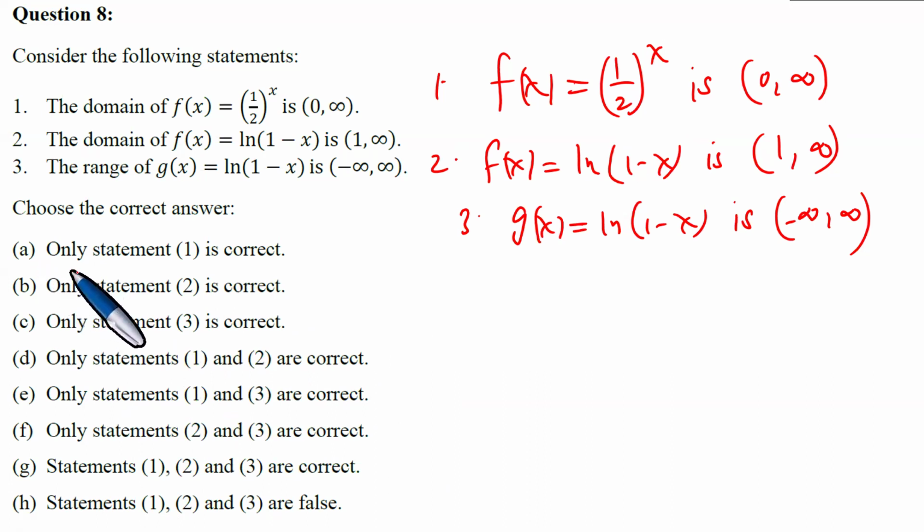Because A says only statement one is correct. B, only statement two is correct. C, only statement three is correct. D, okay, this is section A of the exam. Only statements one and two are correct. E, only statements one and three are correct. F, only statements two and three are correct. G, statements 1, 2, and 3 are correct. H, statements 1, 2, and 3 are false. That's what H means.